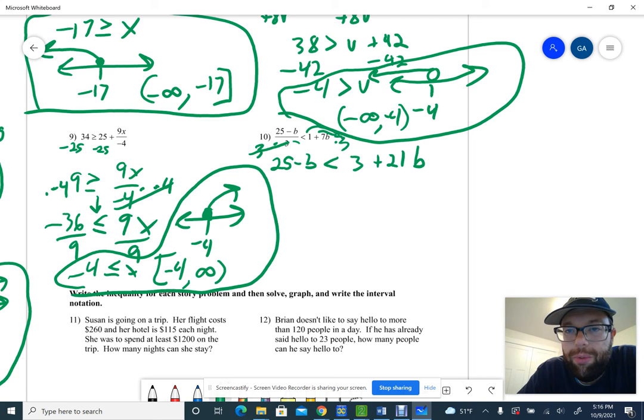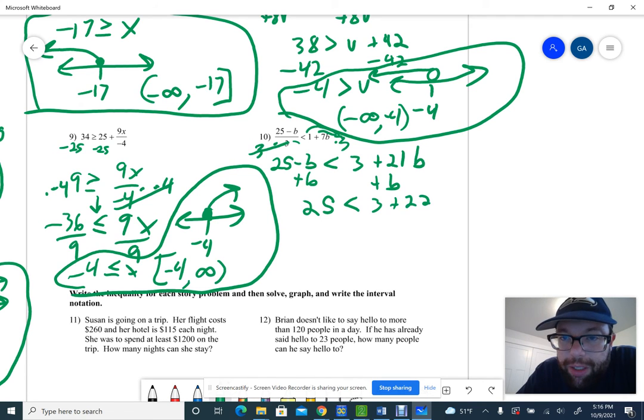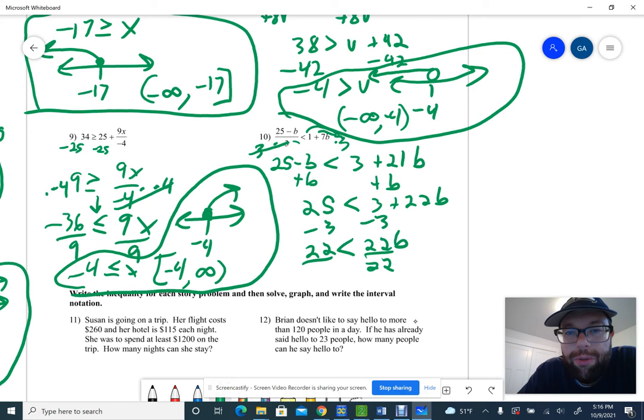And then you would just move the variable to one side, so you could add b. Again, doesn't matter which one, but I like to keep it positive. So 25 is less than 3 plus 22b now. And then you minus the 3, and you get 22 is less than 22b. Divide by 22, and you get 1 is less than b.